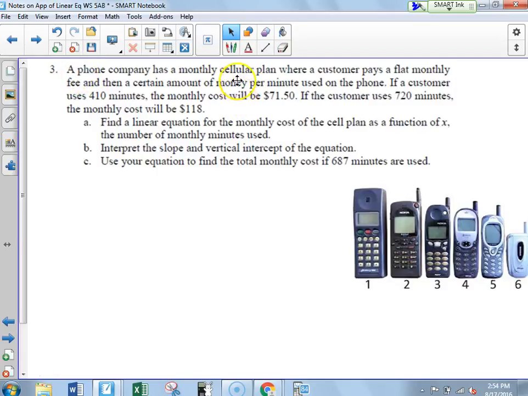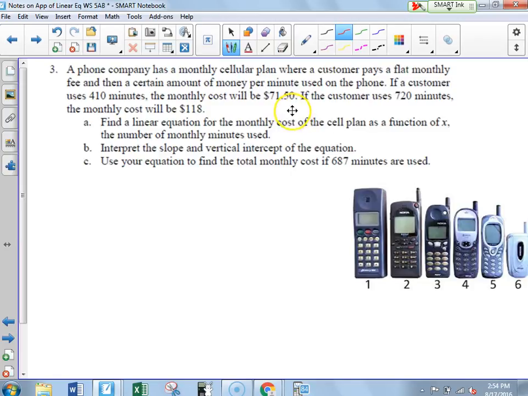A phone company has a monthly cell plan where the customer pays a flat monthly fee, which I called the fat fee because I can't talk earlier, and then a certain amount of money per minute used on the phone. If a customer uses 410 minutes, the monthly cost will be $71.50. If they use 720 minutes, the cost will be $118. If it is in fact linear, it's not a weird function, it's just a linear function, what could we use to figure this out, the equation?